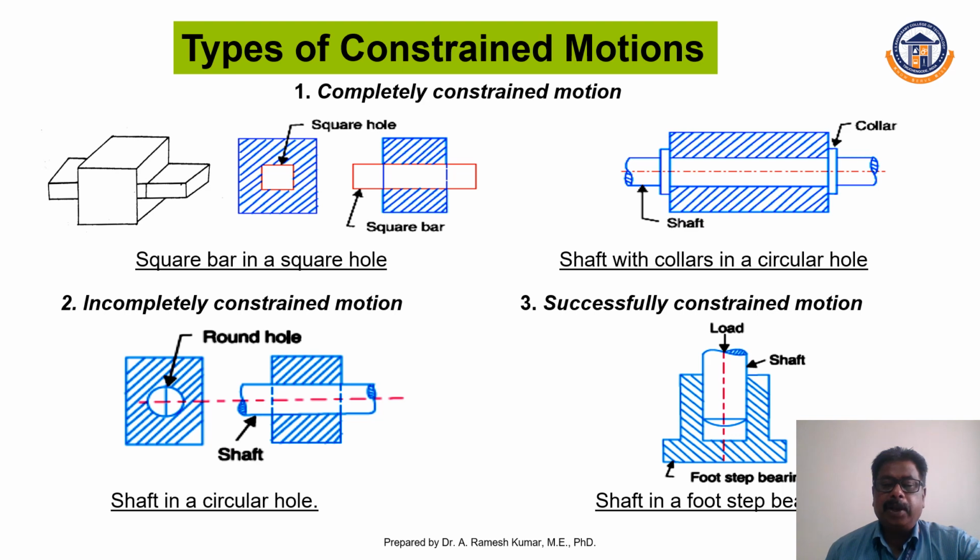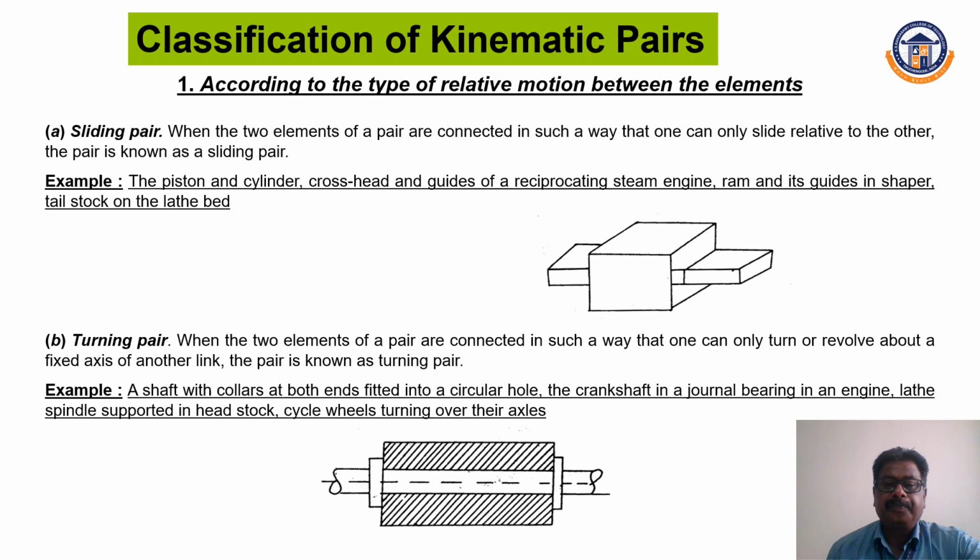The footstep bearing carries a shaft which rotates inside the footstep bearing. The linear movement is arrested by the load. So there is only rotary motion. There is no linear motion for this mechanism.